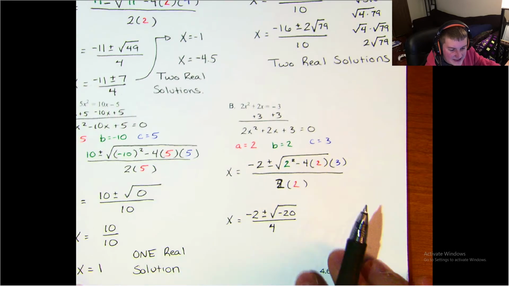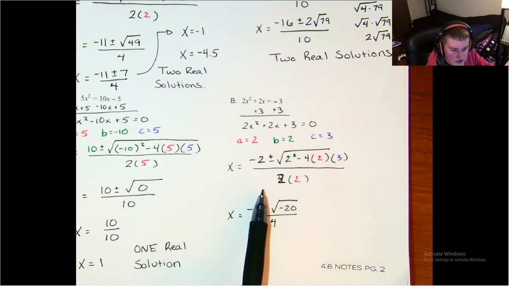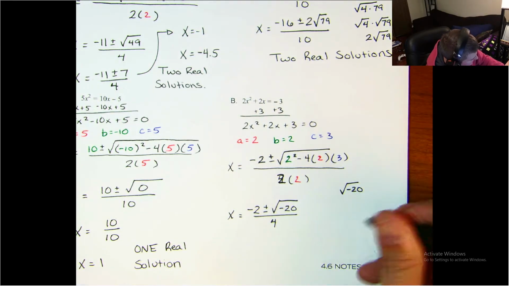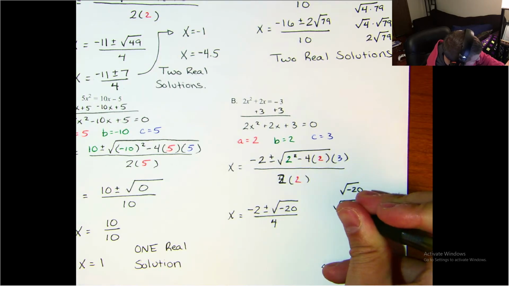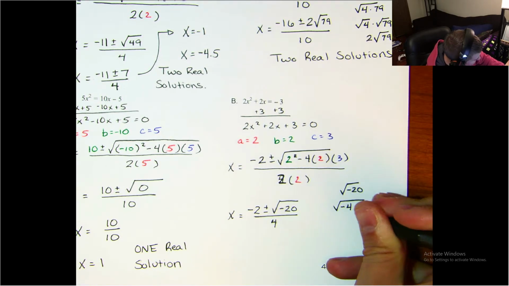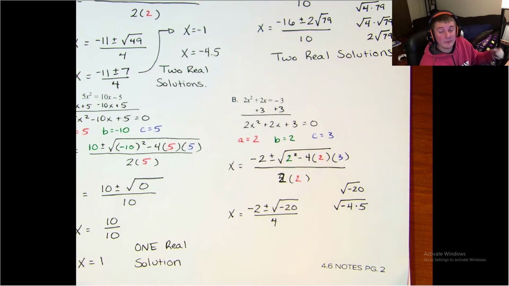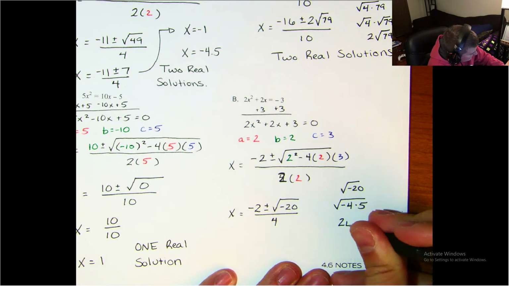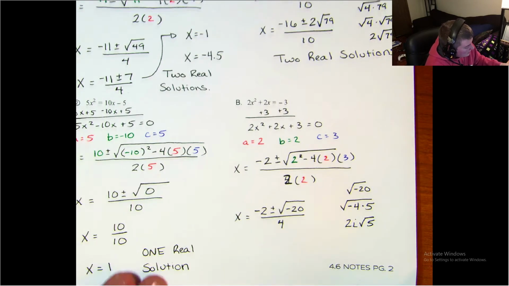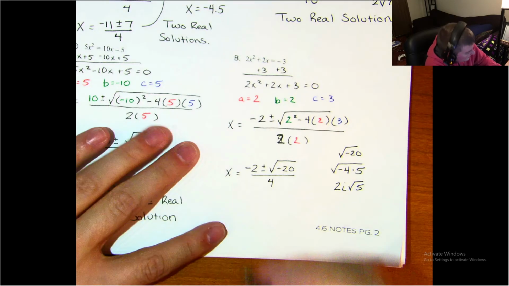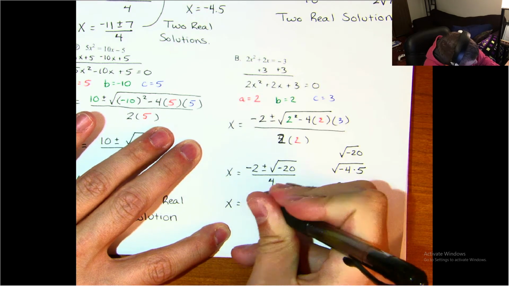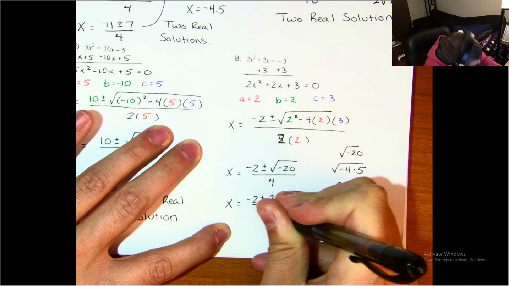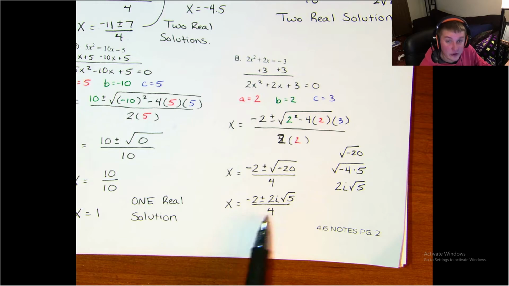Okay, so then here, as I look at this, this can be simplified. If I have the square root of negative 20, this can be split up into the square root of negative 4 times 5. And I split it up like that because 4 is a perfect square, and negative 4 is also a perfect square. So this becomes 2i times the square root of 5. So what can I do here? I can say that this is negative 2 plus or minus 2i times the square root of 5, all divided by 4. Okay, if you've gotten here, you're doing great.